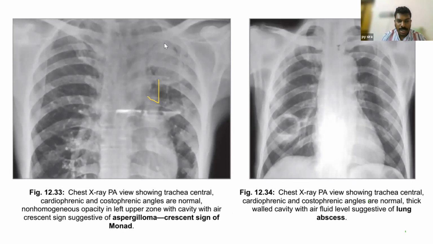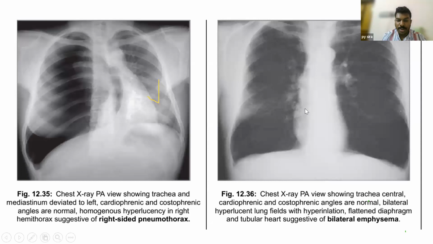And you can see here, this is actually a cavity. Okay, there is a cavity here. And in this cavity, you can see there is a lot of air. This is indicating the crescent sign, or Monod sign, in aspergilloma. Okay, aspergilloma, that is again an important thing. This will not be kept for you, but lung abscess will be kept for you in exam.